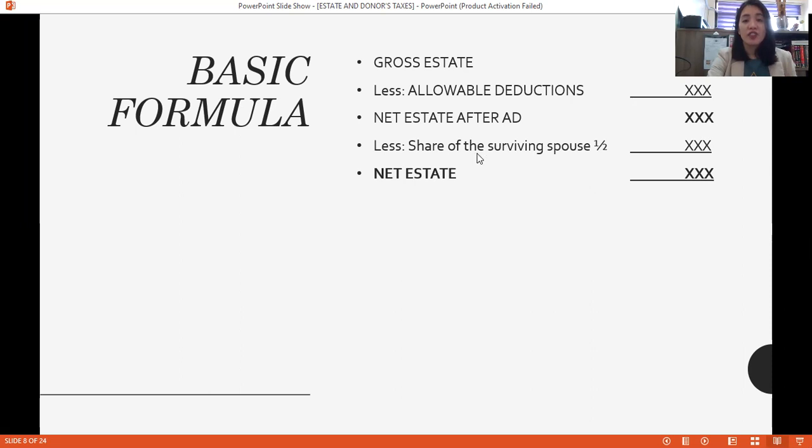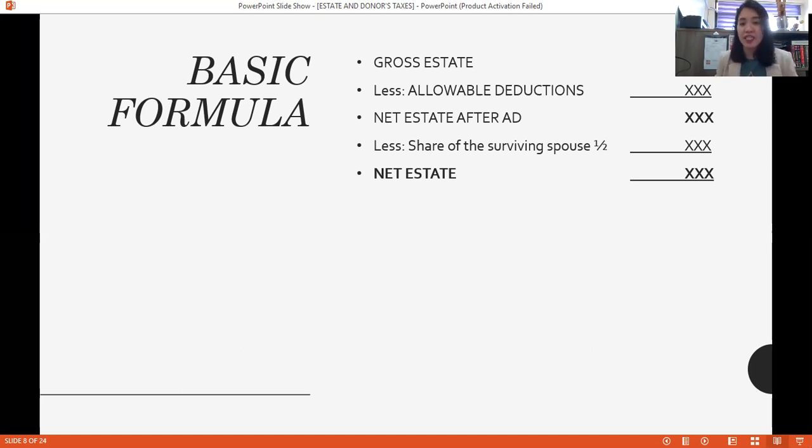Then, we will less share of the surviving spouse, no? 1/2 share. Kasi, di ba, balik tayo dun sa family code, kapag married ka, after the effectivity of the family code, so ang mag-govern na property regime is yung absolute community of property, which is half lahat ng properties ninyo, no? Even if some of your properties are acquired before your marriage, di ba? Yun yung rule. So, kapag namatay pala yung person, yung married person, yung half niyan is mapupunta sa spouse niya.